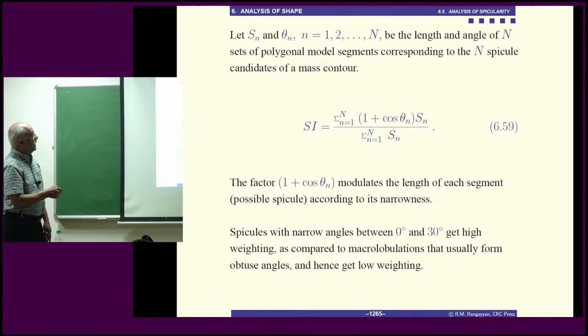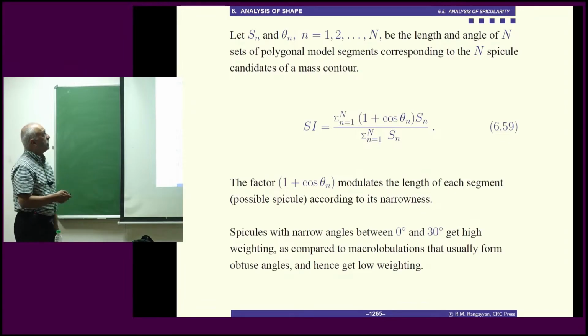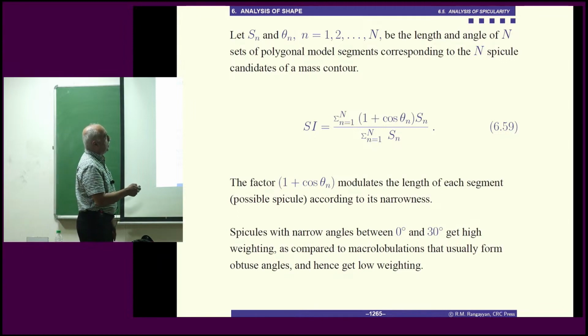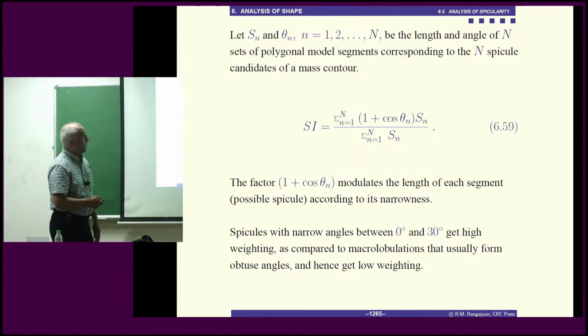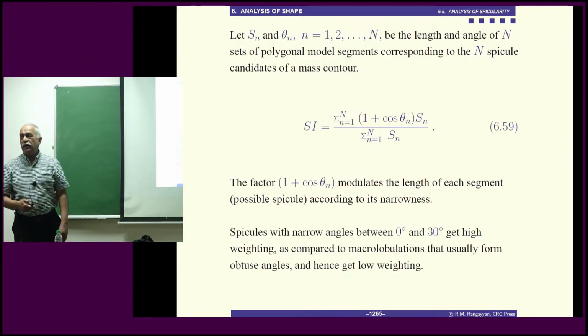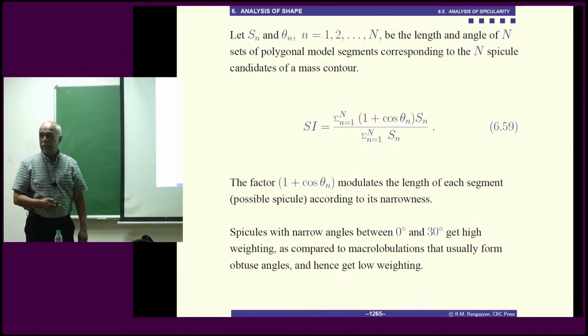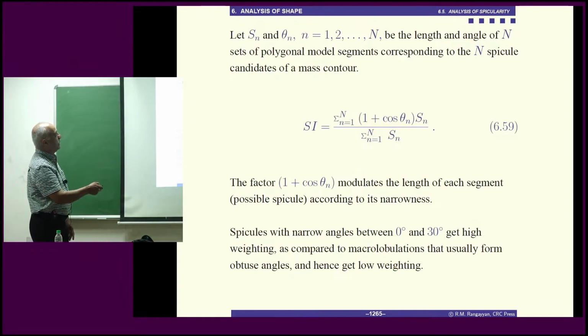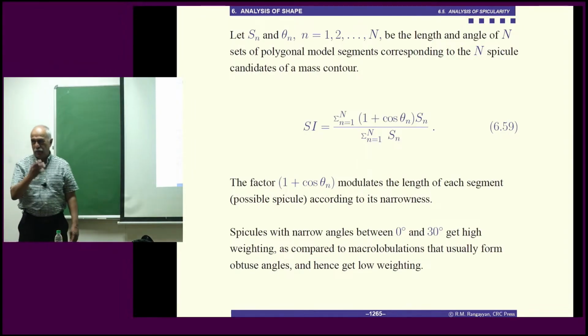Then, if Sn and theta n are the length and angle of spicules, and there are n spicules, then we defined the spiculation index as the sum of (1 plus cosine of theta n) times Sn. If the angle is very small, the value of cosine will be large. And we are adding 1 as a bias because the angle could be more than 90 degrees. So we are raising the cosine by adding 1, and then multiplying by the spicule length, normalized by the total of the spicule lengths, or the boundary of the whole contour.